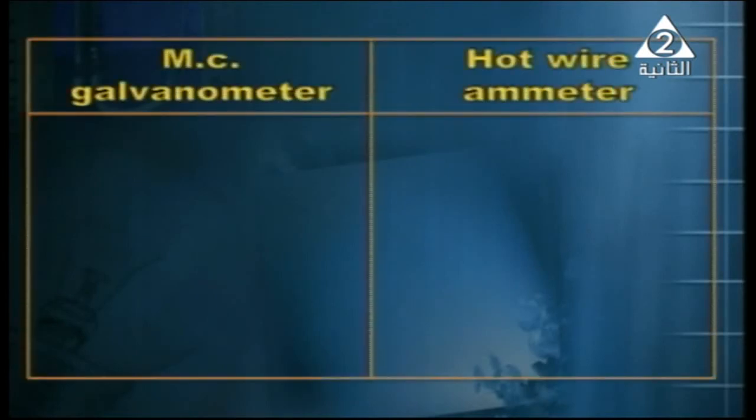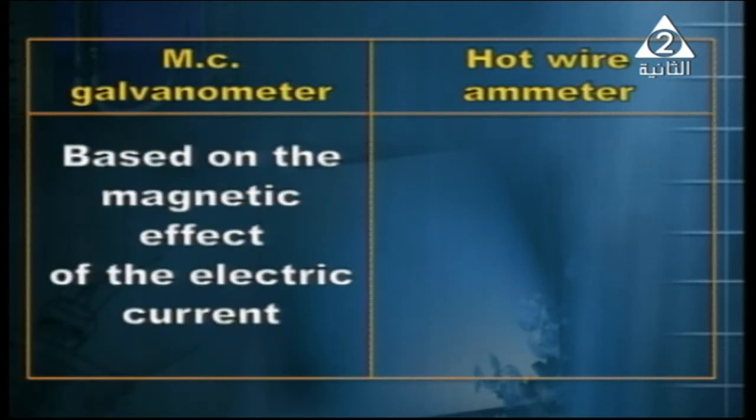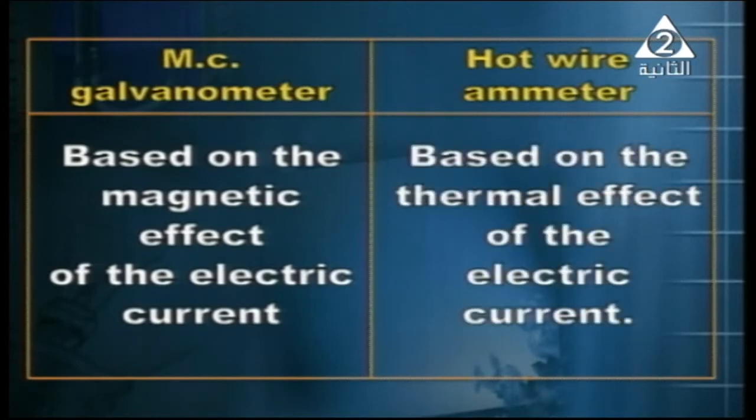And now we want to make a comparison between the moving coil galvanometer and the hot wire ammeter. The idea of the galvanometer is based on magnetic torque, or the magnetic effect of the electric current. And what about the hot wire ammeter? It is based on the thermal effect of the electric current. So the moving coil galvanometer is based on the magnetic effect or magnetic torque, but the hot wire ammeter is based on the thermal effect.